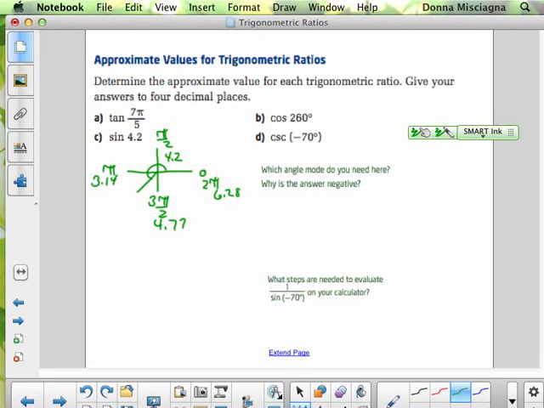We are expecting a negative answer because both x and y are negative, and sine is y over r, which is always positive. So that means that sine 4.2, now we got to switch back to radians.